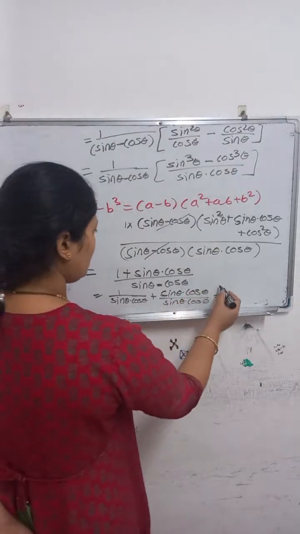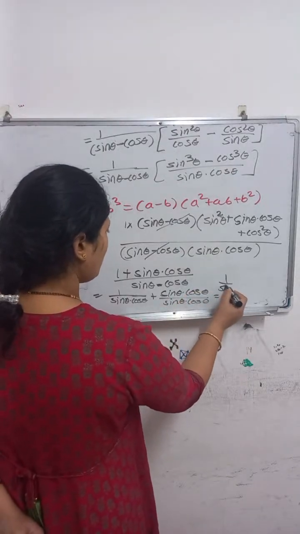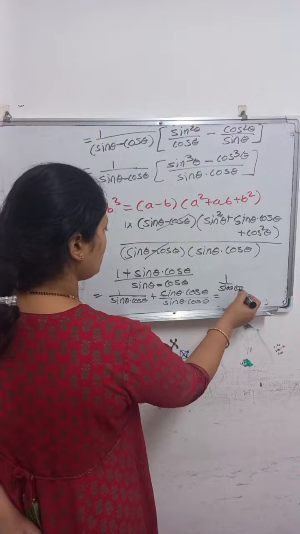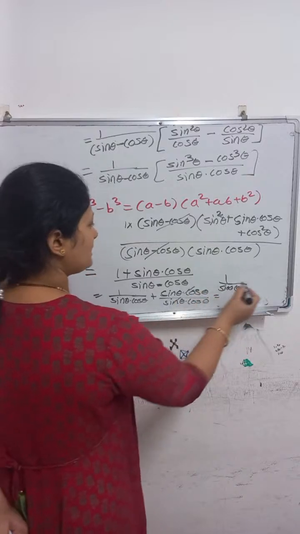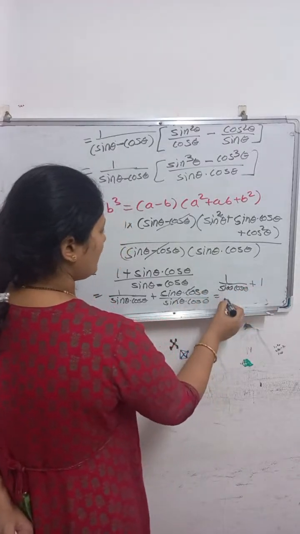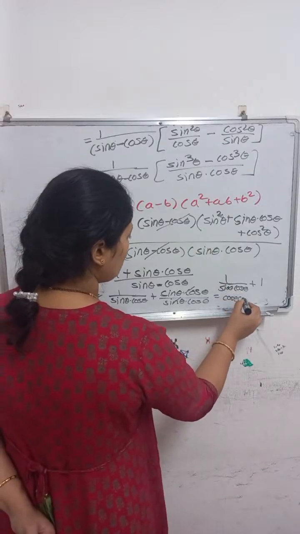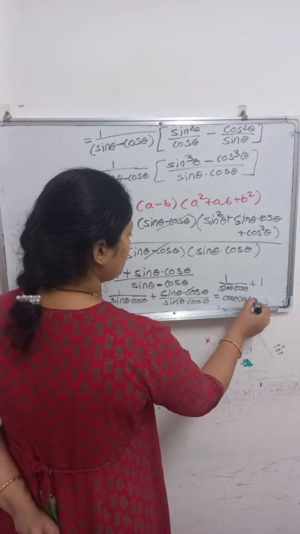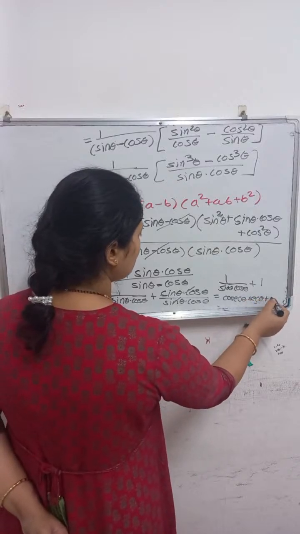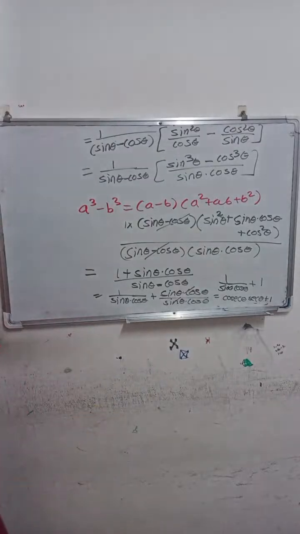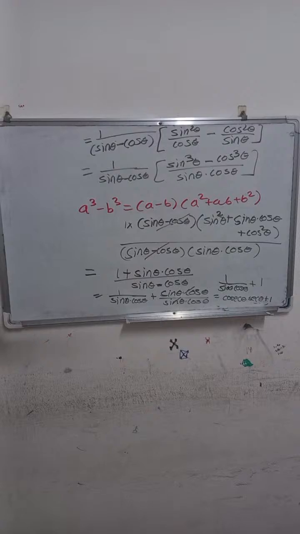This is nothing but the remaining terms: 1 upon sine theta into cos theta, and this gets cancelled, this is 1. 1 by sine and 1 by cos, that is nothing but cosec theta into sec theta plus 1. This is our required answer. Check your notebook, if you copied the LHS and RHS, we are getting it properly.